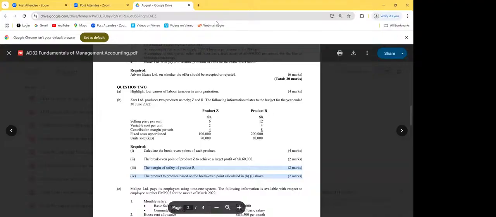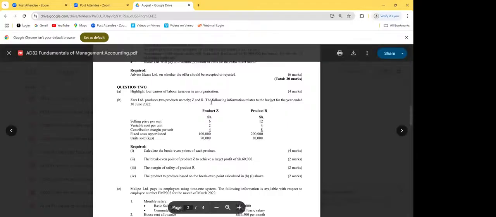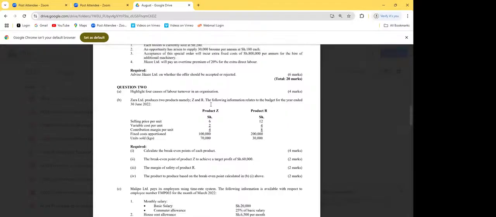So that is it. We can now move to CPA, August 2024, question number 1B. Yes, there are two products, but if you look at the nature of the question, the break-even point for product, they are now separating these products, not both, but now they are trying to do what? To separate them. So you deal with each product on its own.